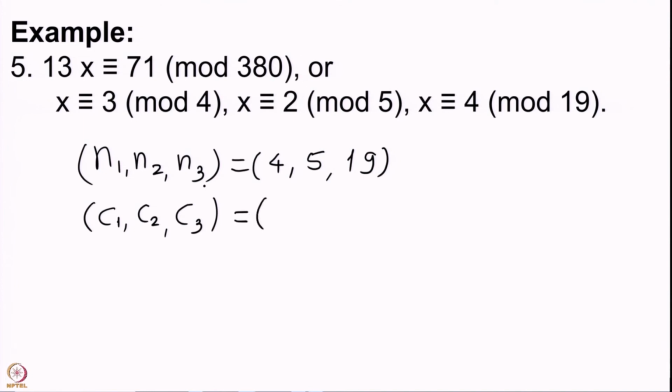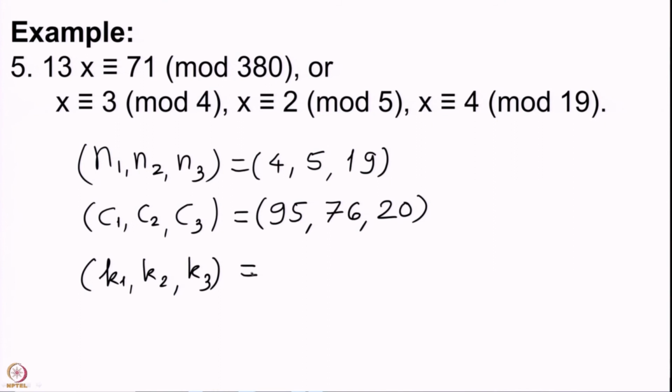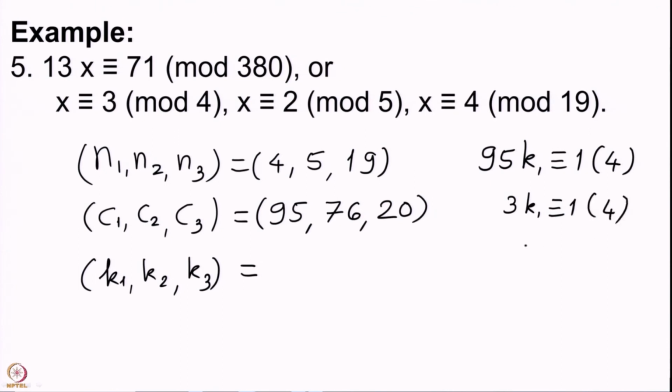C1 is the product of N2, N3, so we get it to be 95. C2 is 19 into 4, that is 76, and C3 is 4 into 5, that is 20. So, now we have K1, K2, K3 with the property that C1 K1 should be 1 mod N1. So, 95 K1 needs to be 1 modulo 4, 95 is 3. So, we have that 3 K1 is 1 modulo 4 and therefore, K1 is 3 modulo 4. So, we get 3 here.